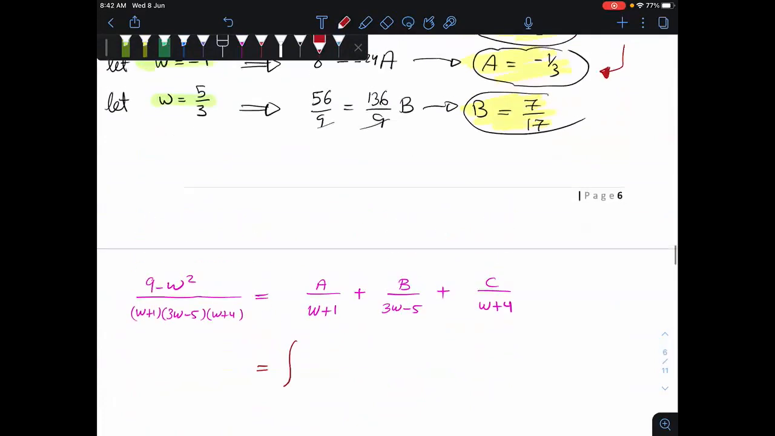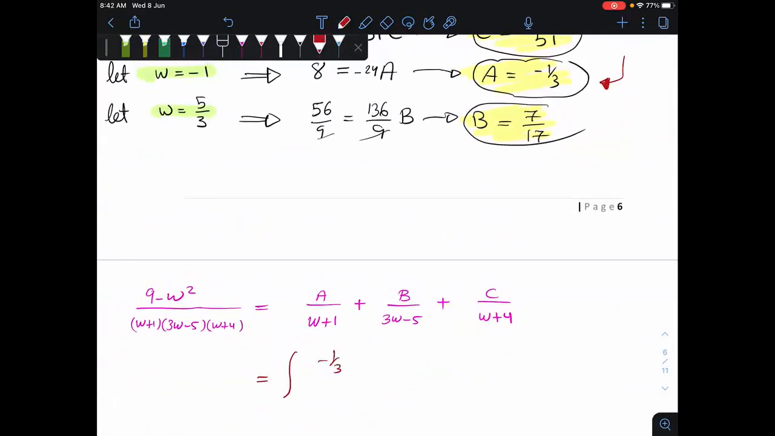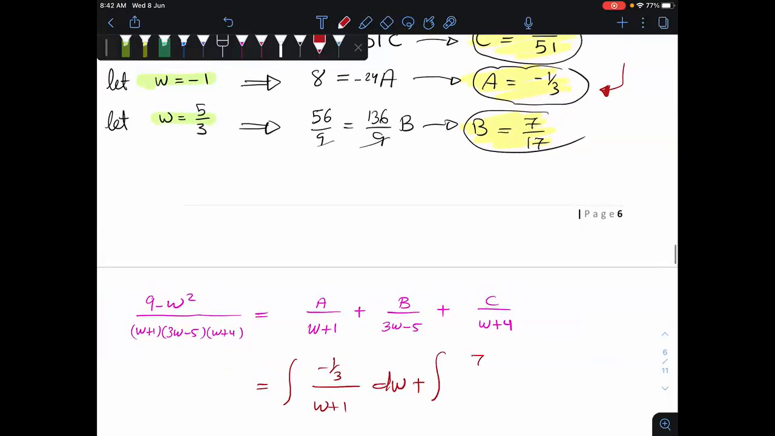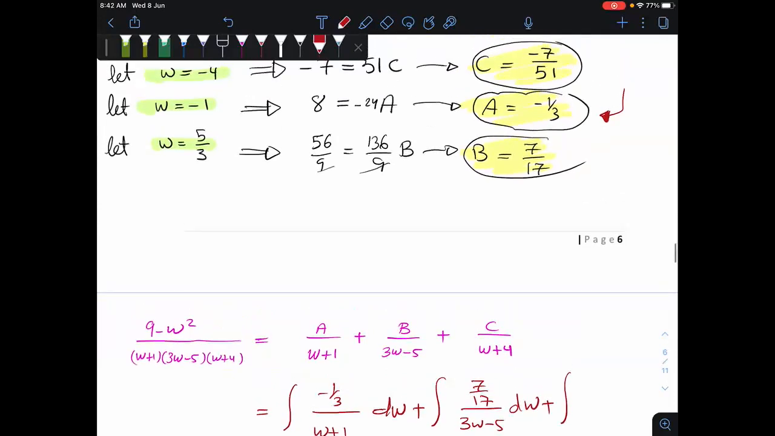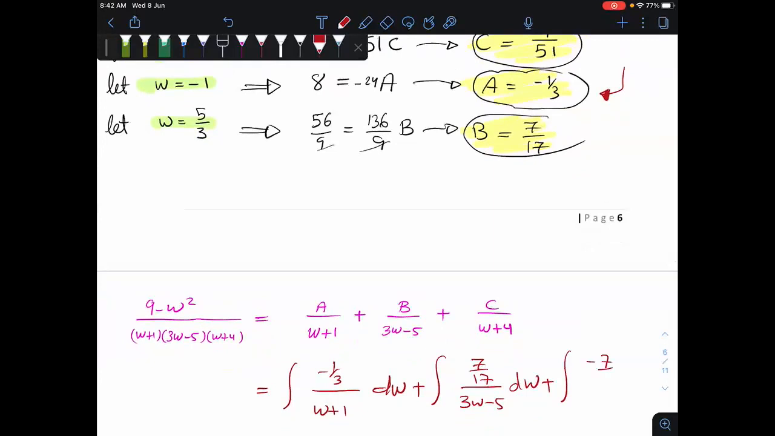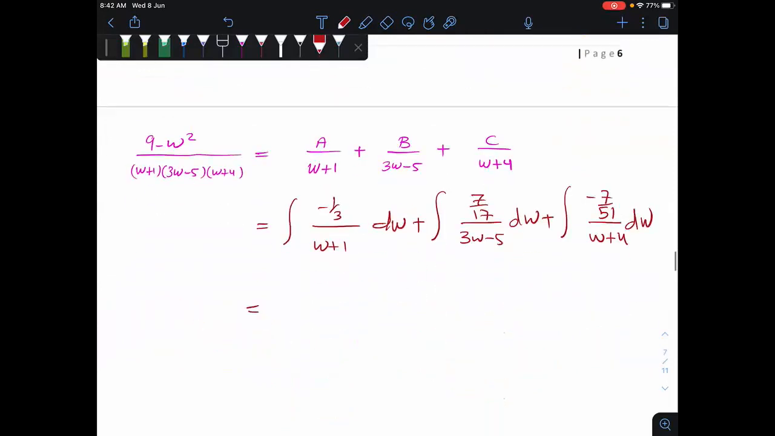The A is what? -1/3 over W plus 1 dW, plus the integral of B, which is 7 over 17 over 3W minus 5 dW, plus the C, which is -7 over 51 over W plus 4 dW. This is the partial fraction decomposition.